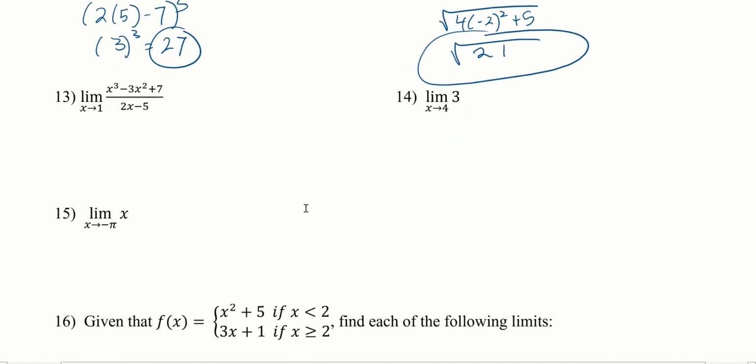All right, so number 13 definitely makes me nervous because of my denominator there, but I'm going to plug it in, make sure everything works. So 1 cubed minus 3 times 1 squared plus 7 over 2 times 1 minus 5. The first thing I'm going to check is the denominator, make sure that we don't have a 0 there, which we don't. It comes out to be negative 3.